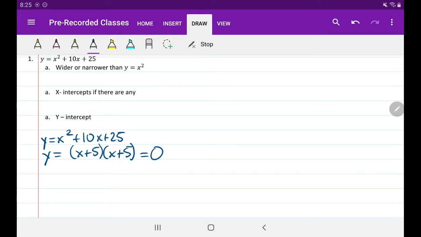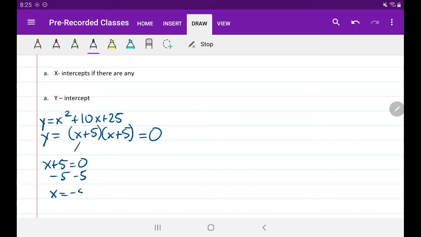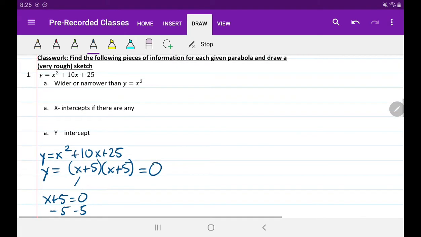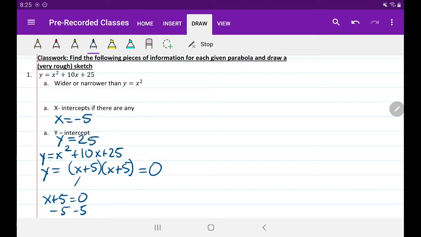I have 2 of the same factors, so I really only have to solve 1. So I'll just take x plus 5, set it equal to 0, and solve for x, and x is negative 5. Okay, so that is my x-intercept. My x-intercept is negative 5. Now my y-intercept is just my c term, which is 25. So my y-intercept is 25. I just pulled that from the original function by looking at it.